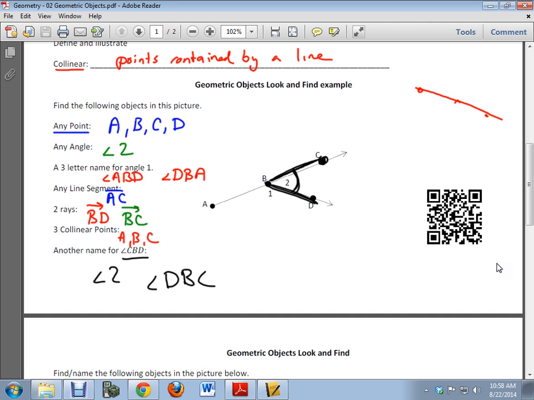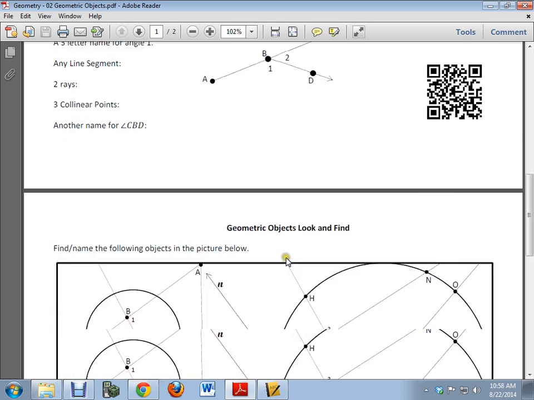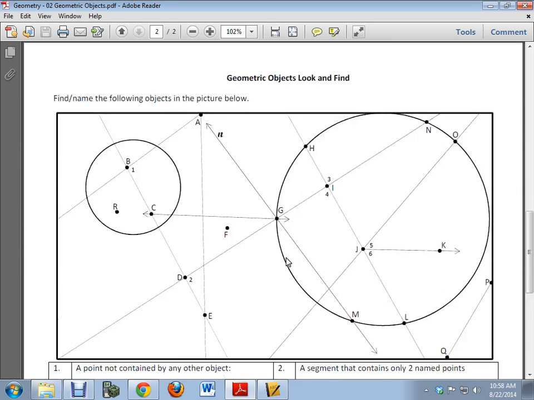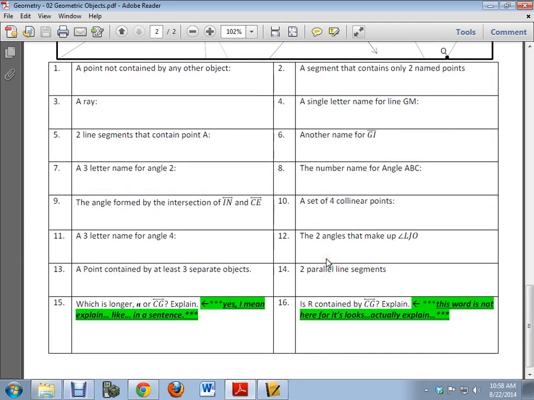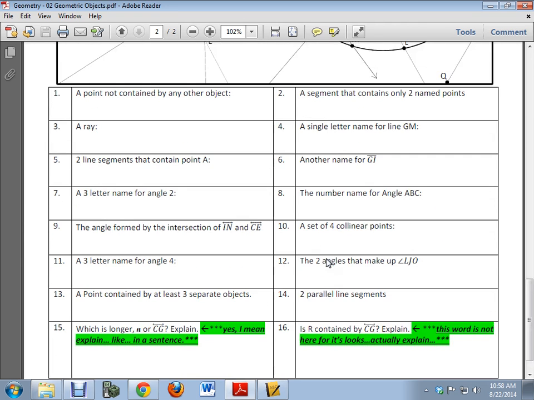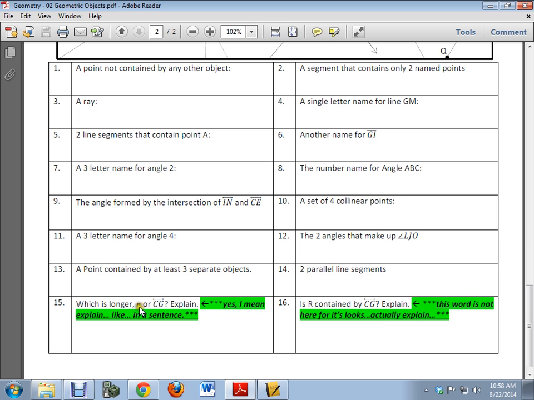You are asked to then go on and do your own questions down here. Here's a picture. It's much more complicated, and there are several questions about that picture. Some of these can be kind of tricky. I'm just going to go ahead and do one of them. It is going to be number 15. Number 15 was asked about a lot.